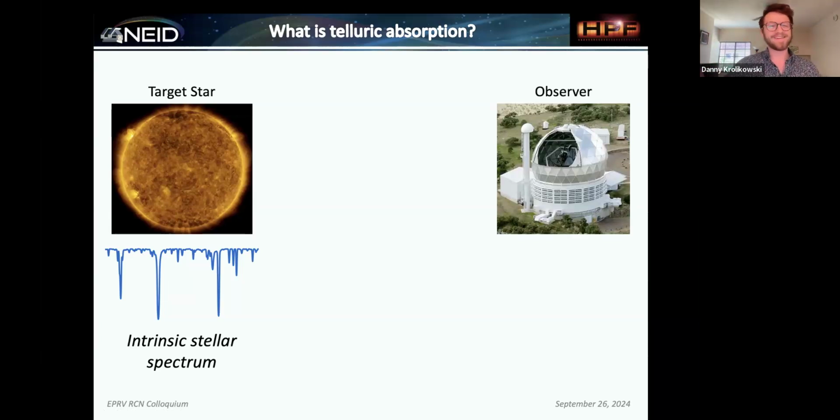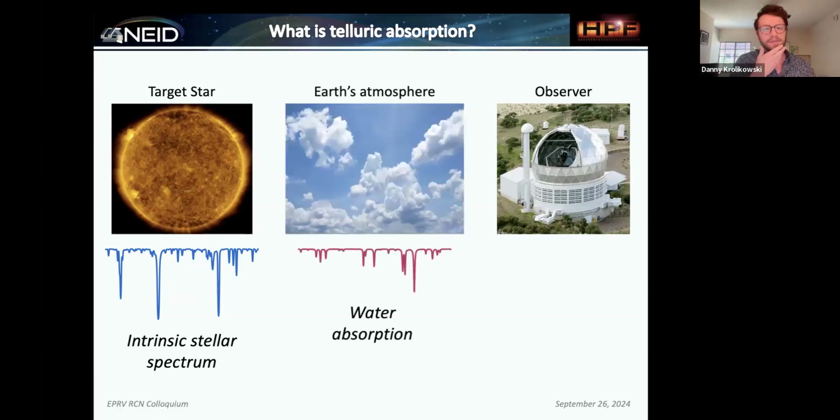But of course, it's not that easy because there's a lot in between the star and us. There's a lot in space between the star and us, but in particular, close by, Earth's atmosphere is in the way. And Earth's atmosphere will absorb some of the incoming starlight before it reaches our telescope. And this is exactly what I mean when I say telluric contamination or telluric absorption.